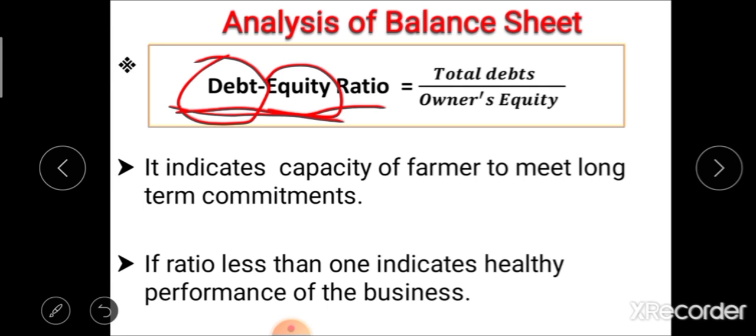This debt equity ratio indicates the capacity of a farmer to meet long term commitments. That means whatever the farmer's commitments to repay the loan amount within a stipulated time period, that commitment can be fulfilled by that particular farmer, as indicated by this ratio. If this debt equity ratio is less than 1, then it indicates healthy performance of business. That means if debt equity ratio is less than 1, then and only then it indicates sound running of business or healthy performance of business. This is the debt equity ratio.